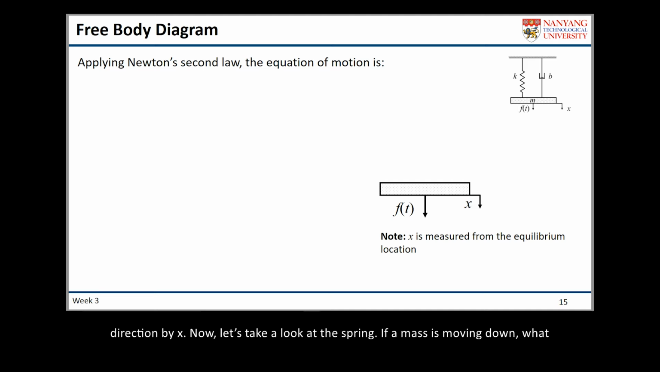Now let's take a look at the spring. If the mass is moving down, what will happen to the spring? The spring is stretched, isn't it? Because the upper end of the spring, as you can see in this drawing, is fixed to the ground. So when the mass is moves down, the spring is stretched. If the mass is moving down by x, of course the spring is also stretched by x.